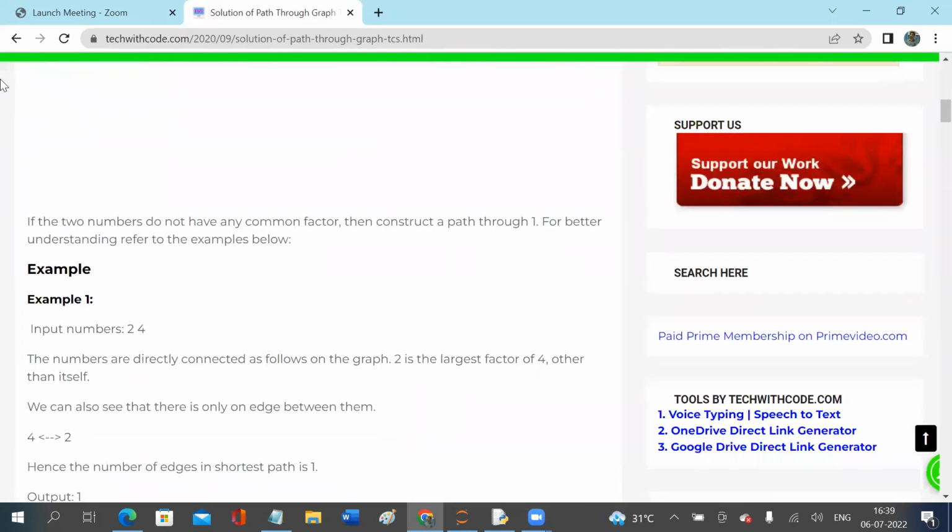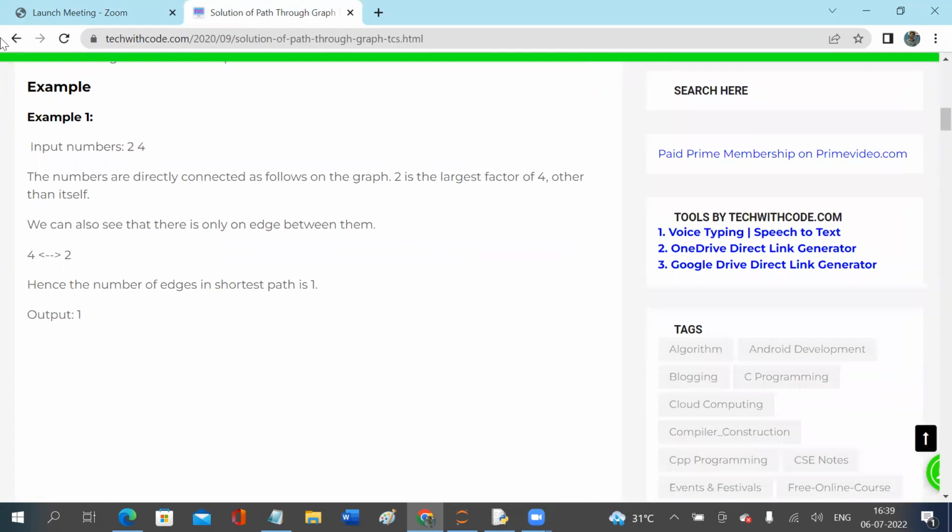Let us straight away go to the test cases. Inputs are 2 and 4. But in the output, you got 4 first and 2 next. So what should be done? When the first number is less than the second number, swap. Now, 4 and 2 are given, output is 1.